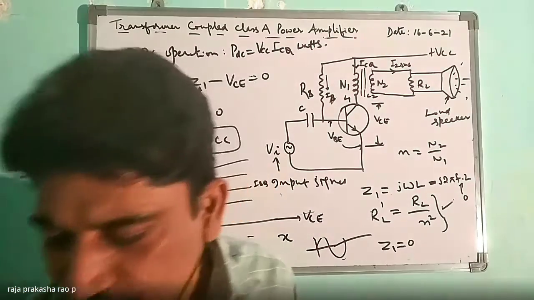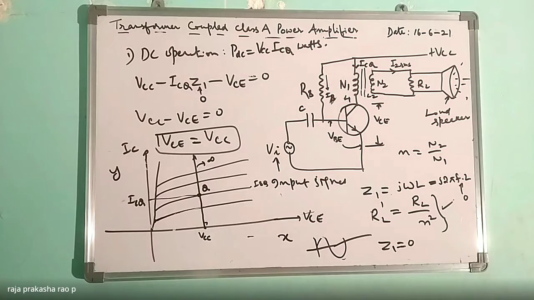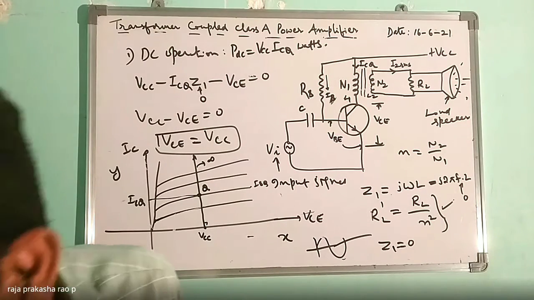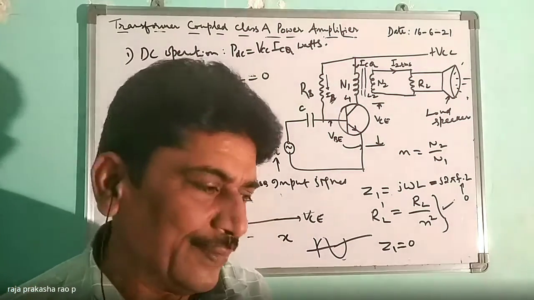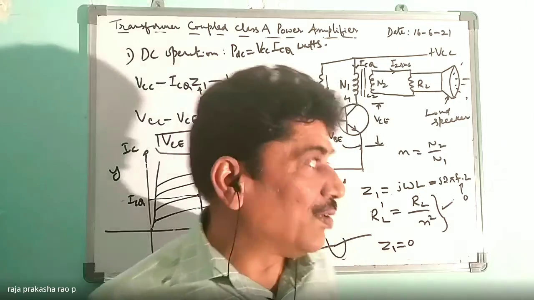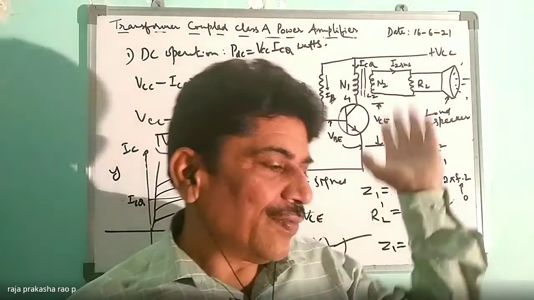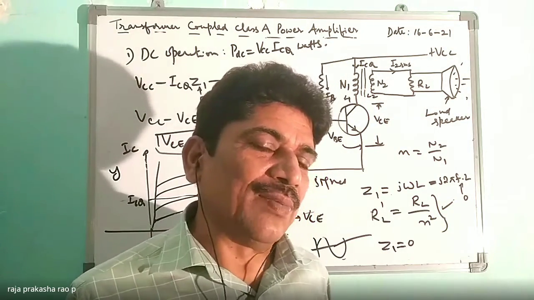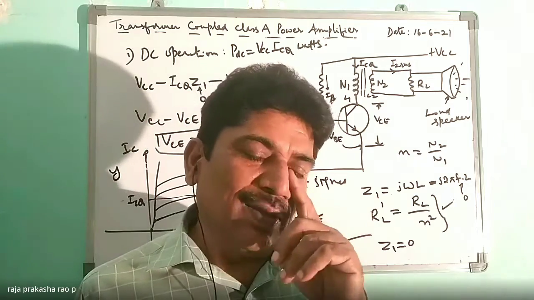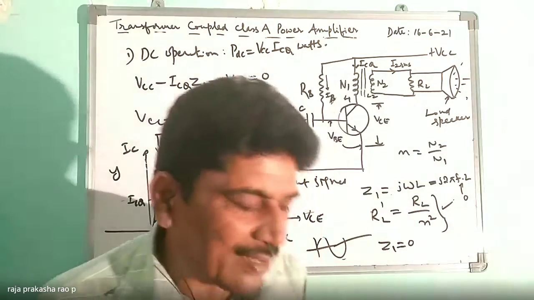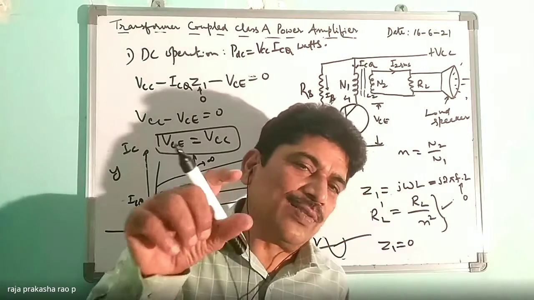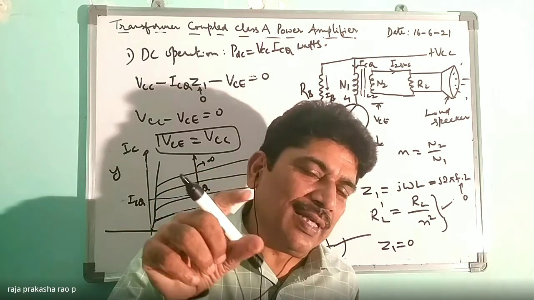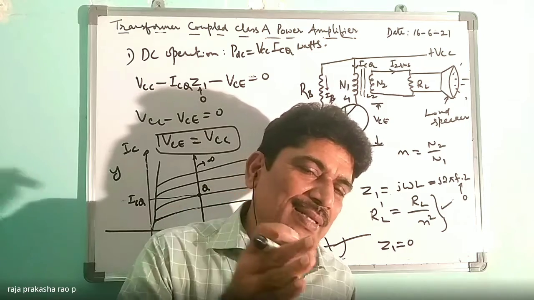AC operation, very important. In the AC operation, we will find the equation of the load line. So how to find that? We have to convert the circuit into an AC circuit. We did this earlier in small signal analysis. What are the steps in doing that? All the voltage sources are set to 0, and the capacitors are short circuited.